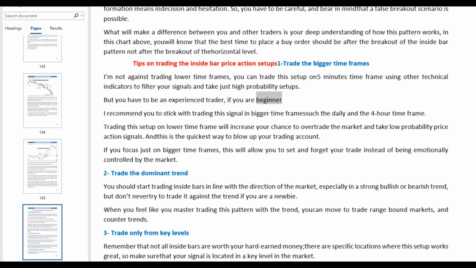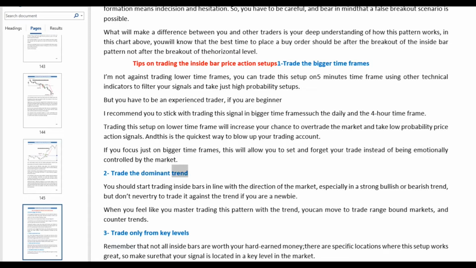If you are a beginner, I recommend you to stick with trading the signal in bigger time frames such as the daily and the 4-hour time frame. Trading this setup on lower time frames will increase your chance to overtrade the market and take low probability price action signals. And this is the quickest way to blow up your trading account. If you focus just on bigger time frames, this will allow you to set and forget your trade instead of being emotionally controlled by the market.